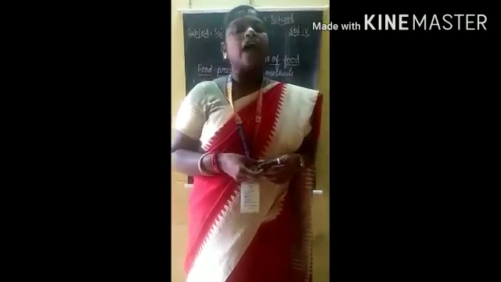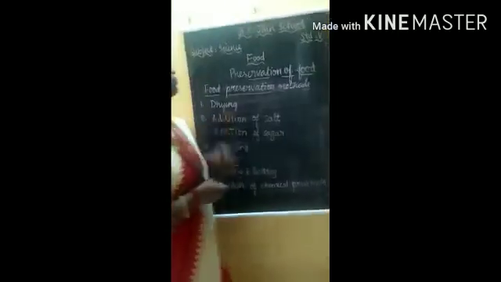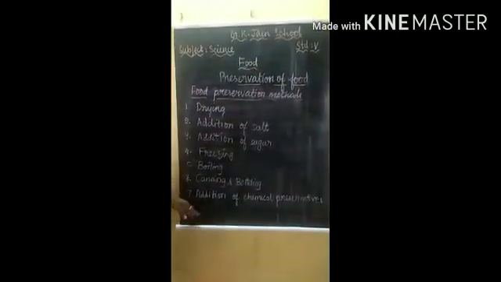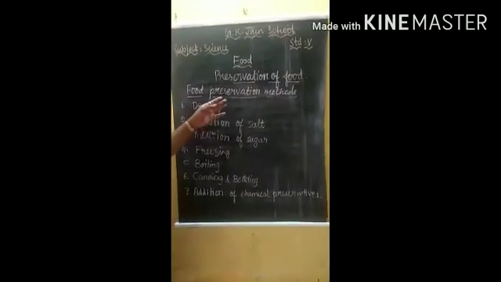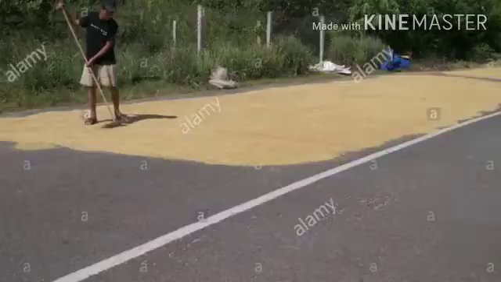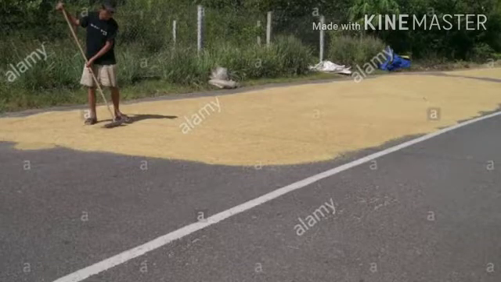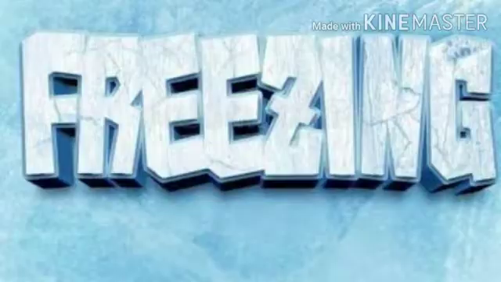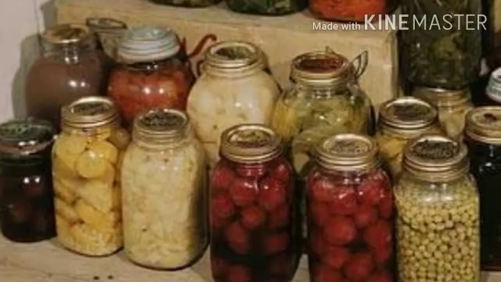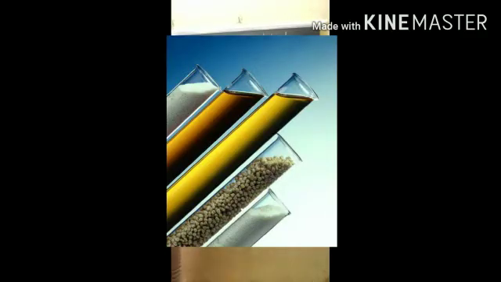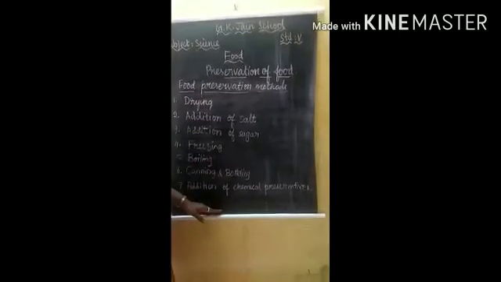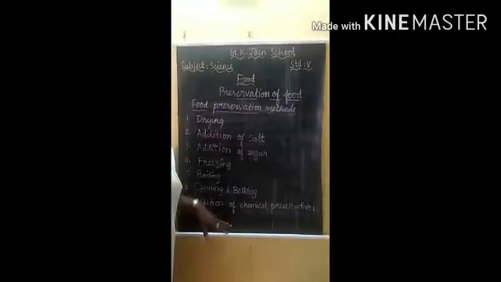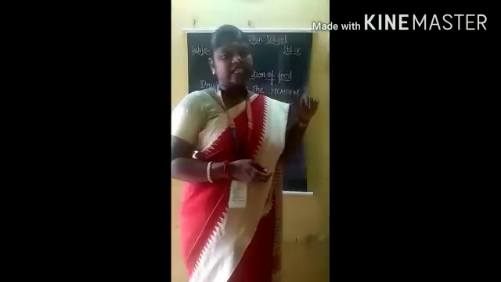Okay children, we have some methods to preserve foods. Now we are going to see what methods are involved in the preservation of food. The first method is drying, then addition of salt, addition of sugar. The next one is freezing, boiling, canning and bottling. The final one is addition of chemical preservatives. These are the methods involved in the preservation of food. Let us take a look at all these methods, children.